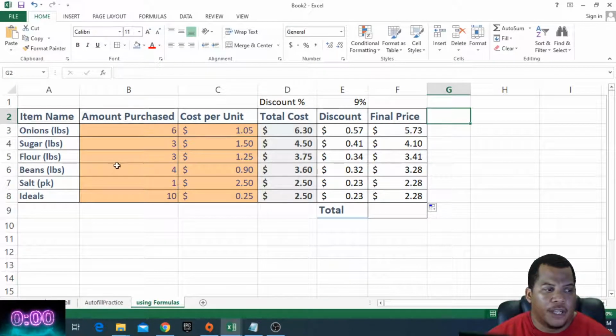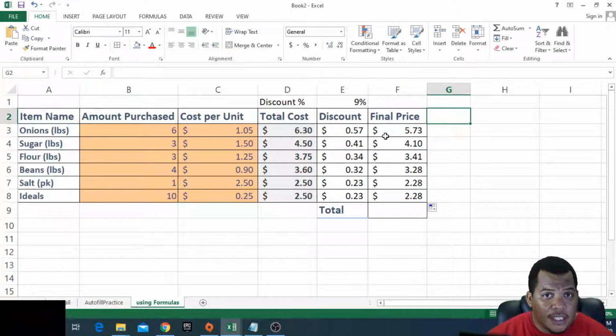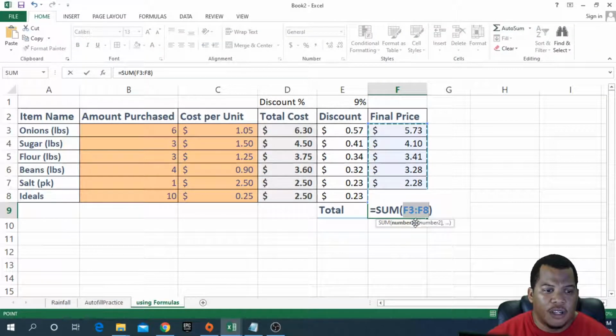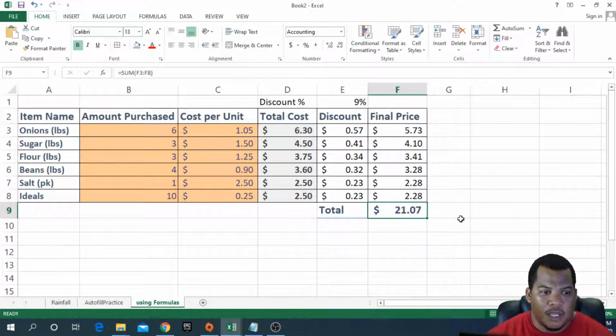And we also want to find out what the person would pay for all the items that they purchased after the discount is given. And so this would be equal to the sum of F3 to F8. So I'll use the auto sum function here, F3 to F8. Notice what I did: I clicked the auto sum in the cell where I was, and Excel predicts that I want to find the sum of all of those values from my final price. And so it gives me a grand total of $21.07. Good. That's it for this lesson. So we took a look at absolute cell referencing.